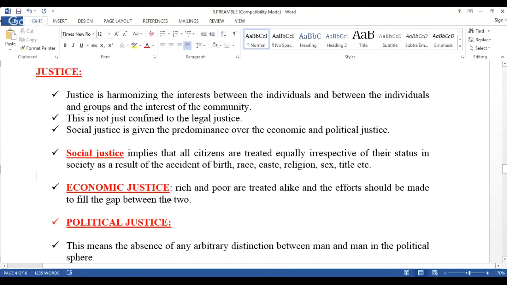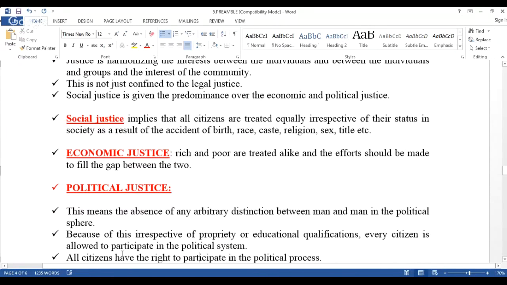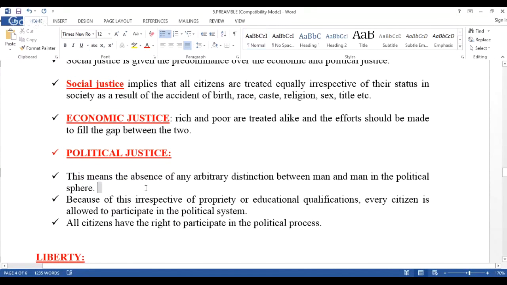Okay. So when it comes to economic justice, rich and poor are treated alike, and efforts should be made to fill the gap between the two. And political justice means the absence of arbitrary distinction between man and man in the political sphere, meaning provide opportunity for all the people to take part in the elections. If somebody wants to contest the election, allow him. If somebody wants to vote in the election, allow him. But they should possess certain qualifications. Am I clear?